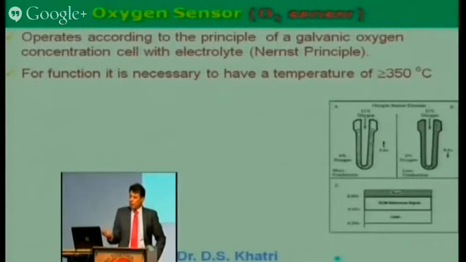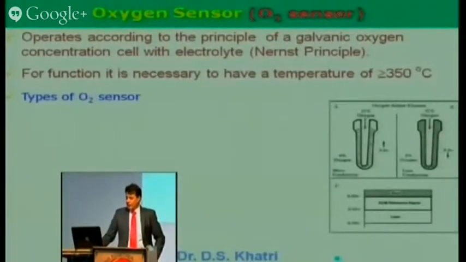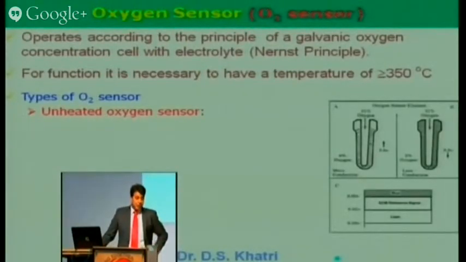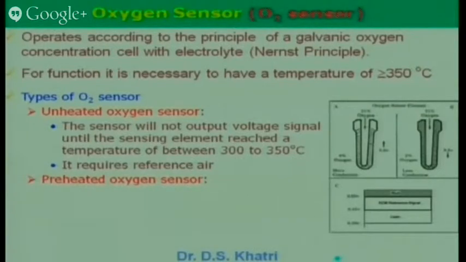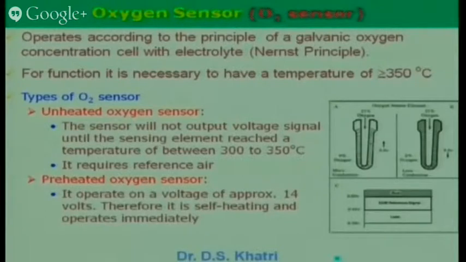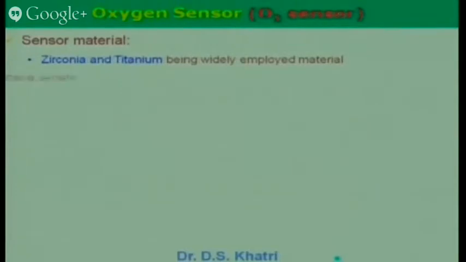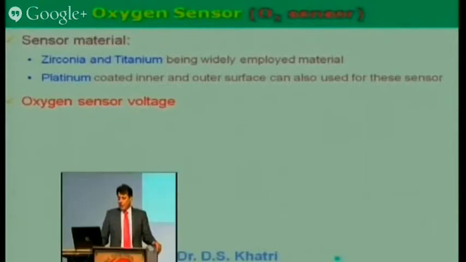For it to function, it is necessary to have a temperature of around 300 to 350 degrees Celsius. It depends on the design, but that is the range. The types of oxygen sensor: the unheated oxygen sensor, which I told you. For quick warm up, we can use the heated or preheated oxygen sensor, which operates at around 12 to 14 volts, battery operated. So this is the material: zirconium, titanium, platinum coated on the inner and outer surface can also be used for this sensor.